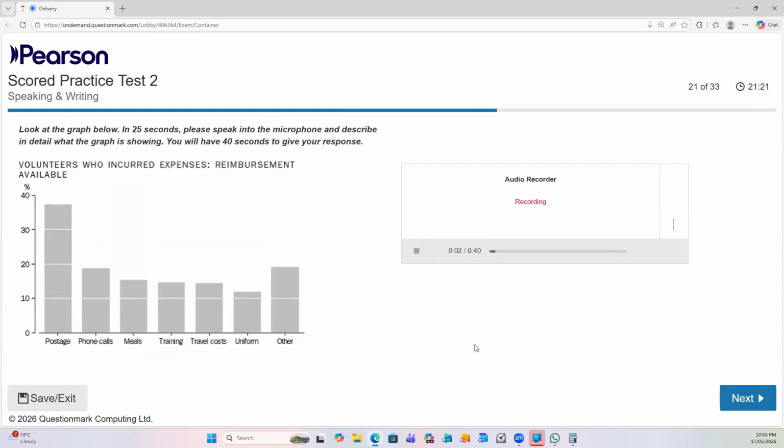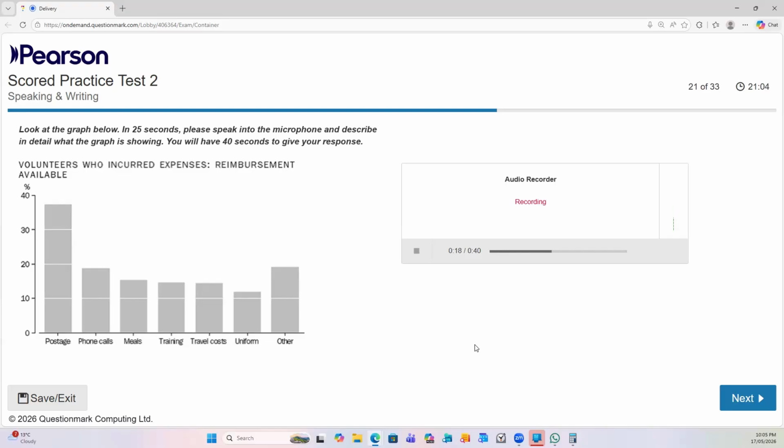The bar chart provides information about volunteers who incurred expenses, reimbursement available. The x-axis shows the expenses, the y-axis shows the percentage of reimbursement, 0 to 40%. The highest number of reimbursement was postage, which is less than 40%.